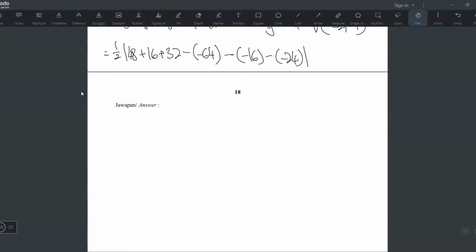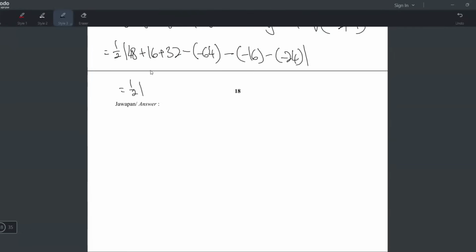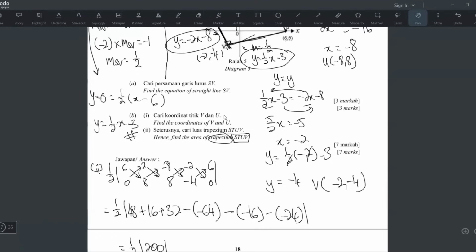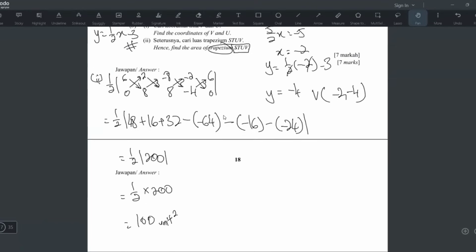Okay, now we can press the calculator. Alright, 48 plus 16 plus 32 plus 64 plus 16 plus 24. Okay, I get 200. So now we have to modulus the 200, which is 200, and then divide 2 is 100. So this is area, so I have to write unit square. Okay, so that's the answer. Okay. Alright, let me double check. Find the area. Okay, correct. Alright, that's the answer.